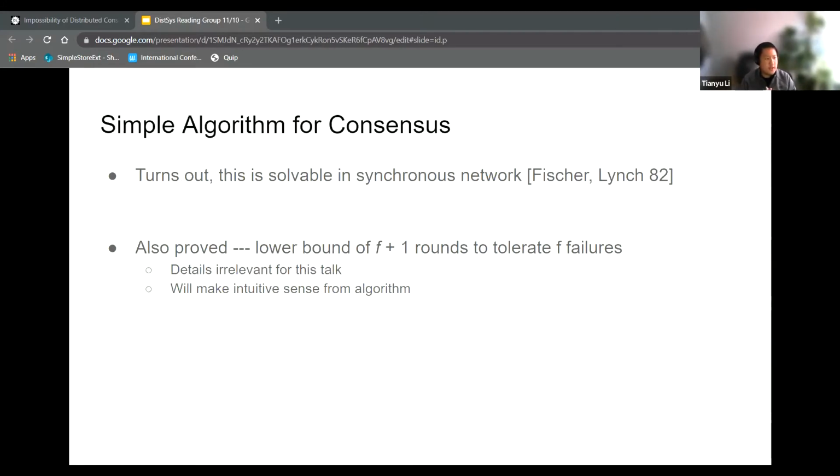Okay, so this turns out to be a solvable problem in a synchronous network. And this result was presented by Fischer and Lynch in '82, which is the F and L in the FLP paper, if you notice. So this result is going to carry a lot of the same model we're going to talk about later, which is why I think this is super useful. They also proved in the same paper, which is actually the main result of that paper, a lower bound of F+1 rounds to tolerate F failures. This is not really a relevant detail for this work, but hopefully it should make intuitive sense given the algorithm we're going to present.